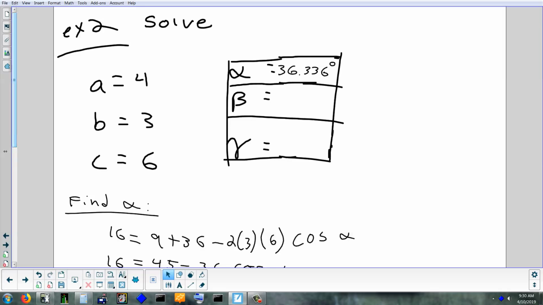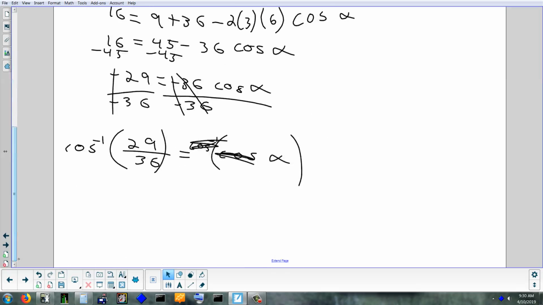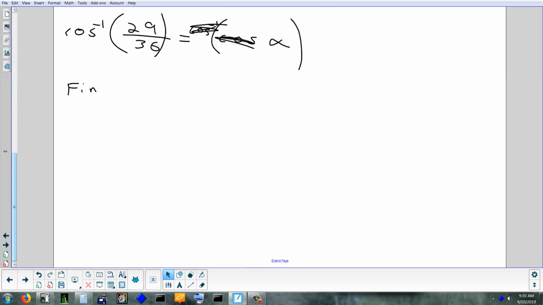Yeah? Being even smaller than alpha? It's going to be smaller than alpha, so it's going to be smaller than 36. If you get something bigger than 36, something went wrong somewhere. All right, so let's find beta. Okay, so we find beta.